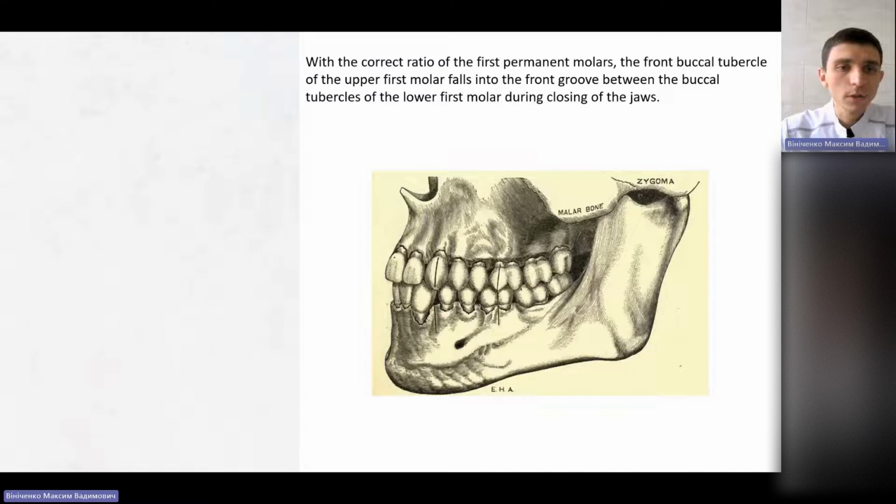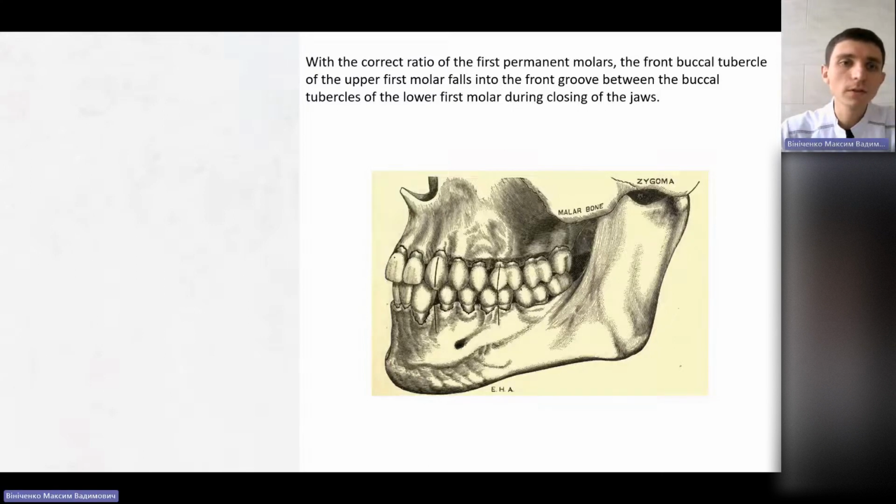Now we need to make it a little bigger, and as you can see, here is our first permanent molar, upper jaw, lower jaw, and there is the ratio between these molars. It is called class 1. It is the normal ratio between these molars. And there is a ratio between the canines, on the upper jaw and on the lower jaw.